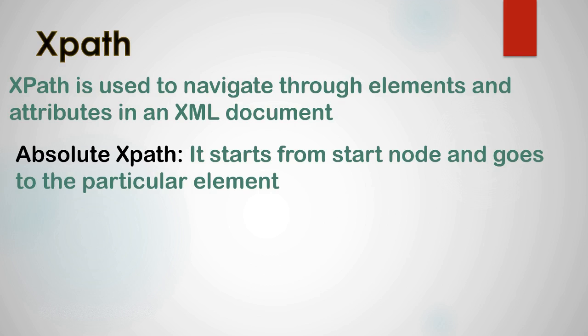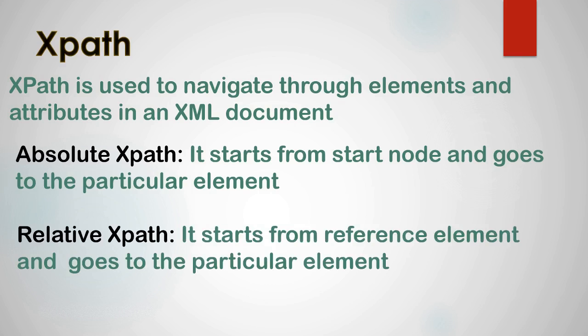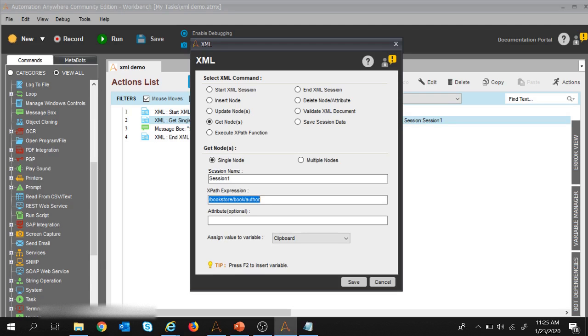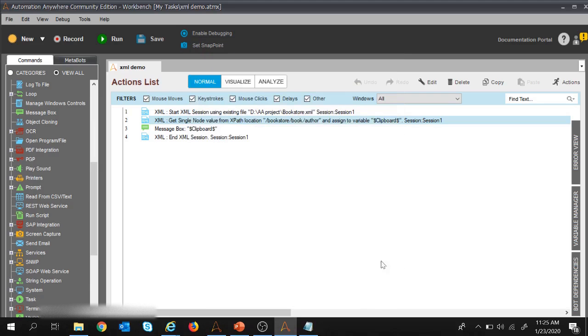Now we have another type of XPath as well, which is the relative XPath. Relative XPath starts from a reference element and goes to the particular element. So in the case of relative XPath, it is not required to start from the start node. We can take any reference element and move to the particular element. Let me show you this relative XPath as well. We will write a relative XPath here. So let's cancel this one.